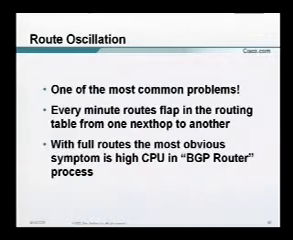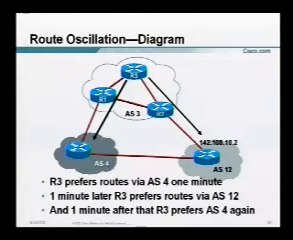Finally, loops and convergence issues. One of the most common problems. Every minute, routes flap in the routing table from one hop to the next one. With full routes, the most obvious symptom is just a high CPU in the BGP process. And typically it's something like this. Router 3 will prefer routes for AS4 1 minute, and then a minute later, router 3 prefers routes for AS12, and then back to AS4, and it oscillates between the two different exit points on a pretty much 1 minute basis. What's going on?